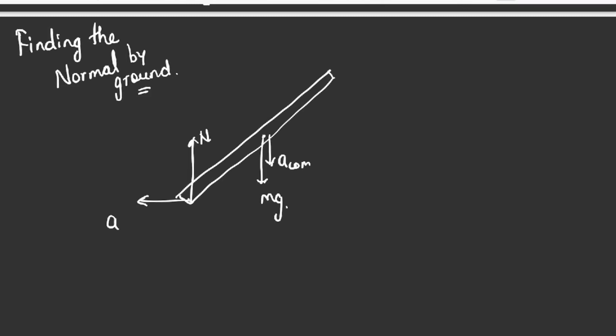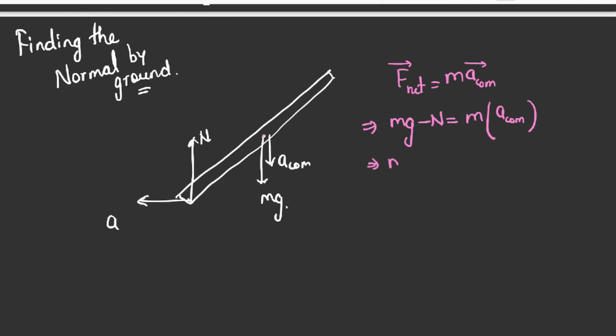Now you can understand the center of mass is falling down. So I can find the normal by applying Newton's second law. F net is equal to mass into ACM. That is translation motion. I can say mg minus N will be equal to m into ACM, which is nothing but mg minus N will be equal to m into 3g by 7. That we have already proved.